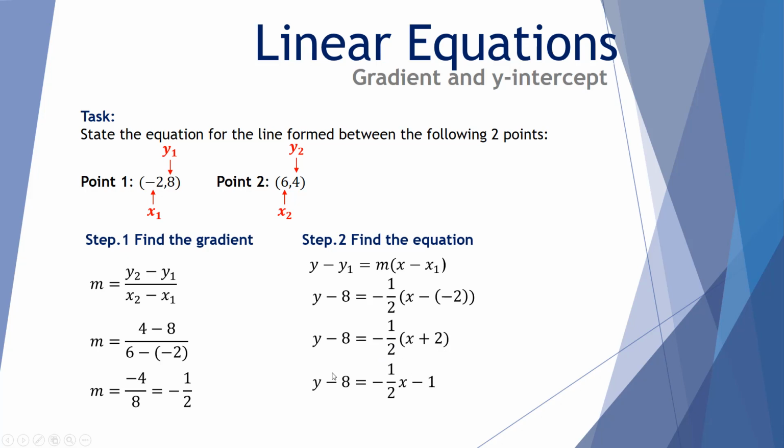So we're almost there. Let's get rid of our minus 8 by plussing 8 to both sides. That will give me a y equals minus 1/2 x, and the minus 1 plus 8 becomes plus 7.